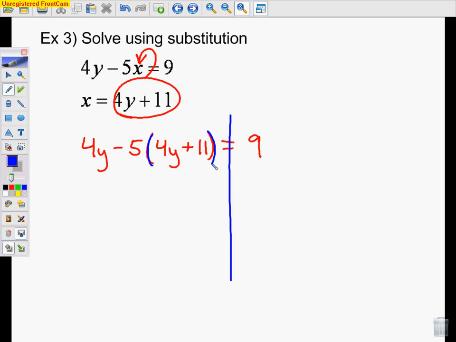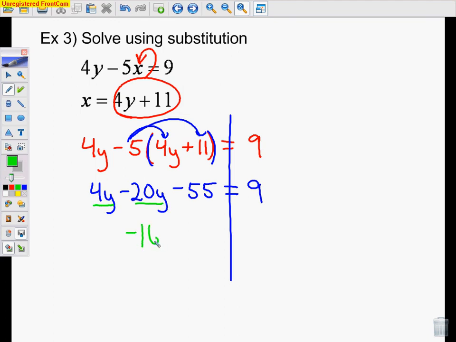What are we distributing in this problem? Be careful, it's not 5, it's negative 5. So we have 4y. Negative 5 times 4y is negative 20y. Negative 5 times 11 is negative 55. And that equals 9. We're going to go ahead and simplify by combining like terms. 4y minus 20y is negative 16y minus 55 equals 9.